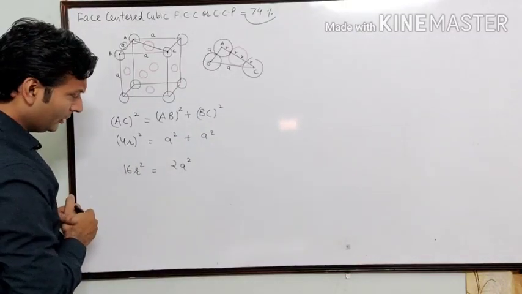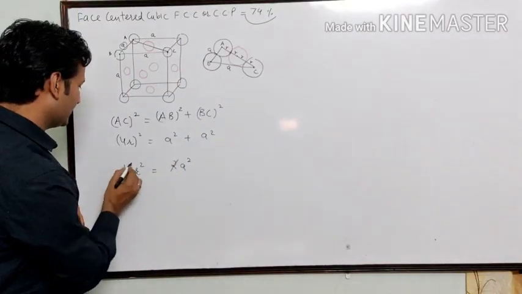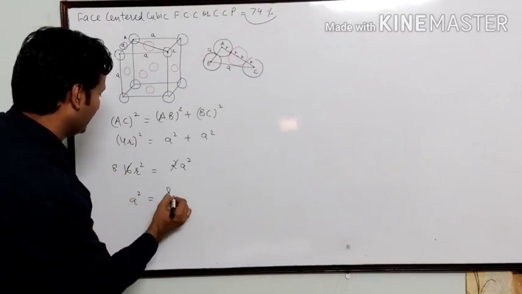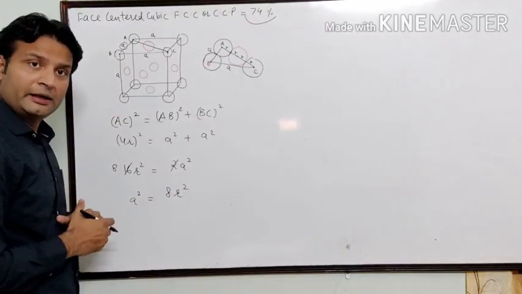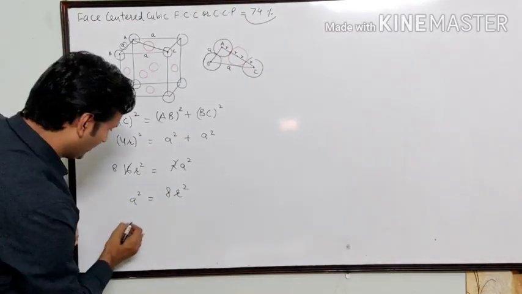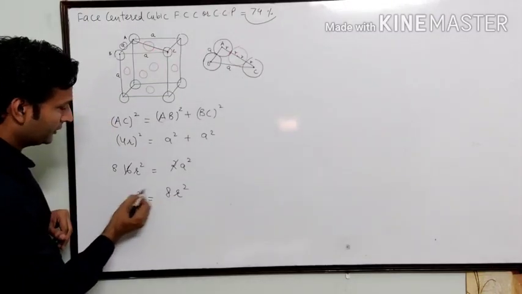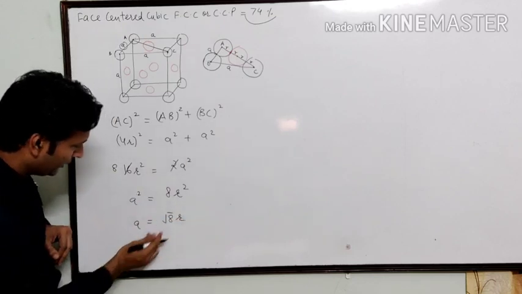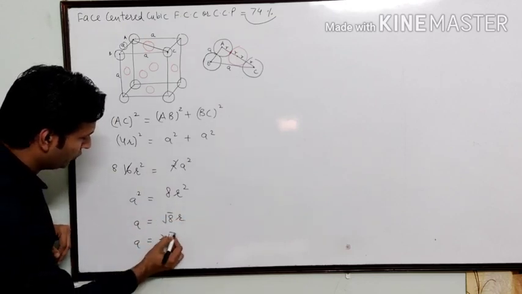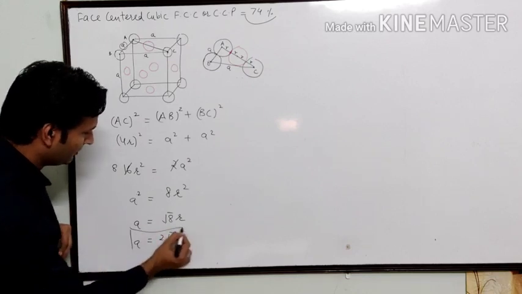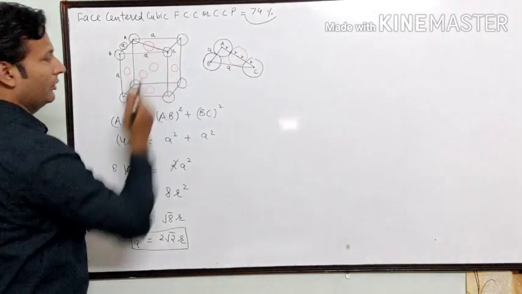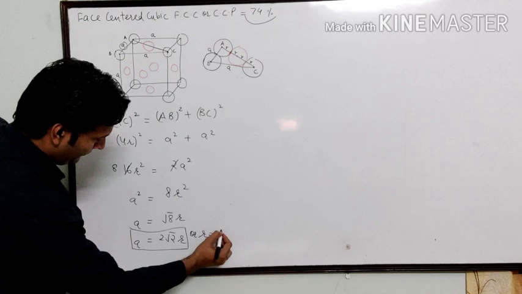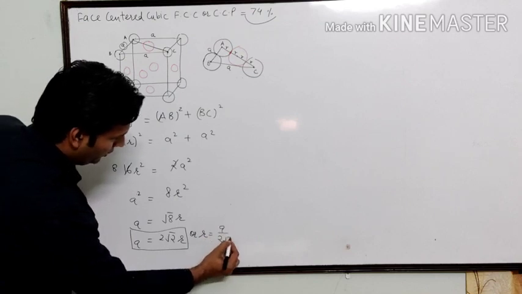Now what is this? After solving this, 16 can be cut by 2. Now it is A square is equal to 8r square. And 8 can be written as 2 root 2. Or we can say after removing the square, A is equal to under the root 8r, and under the root 8 means 2 root 2r. This is the relationship between A and r for the FCC lattice. Or we can say that r is equal to A upon 2 root 2.